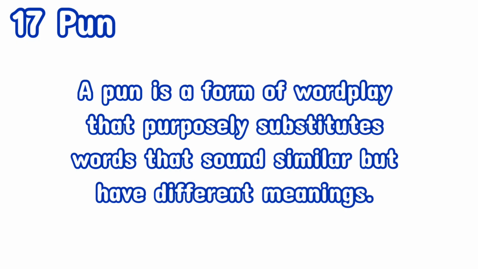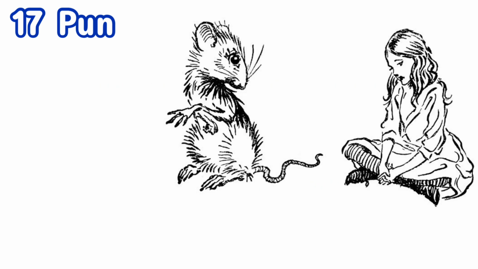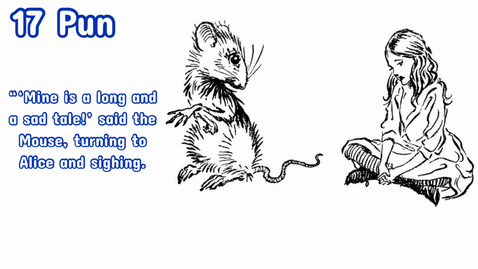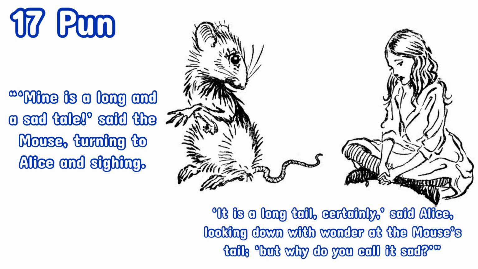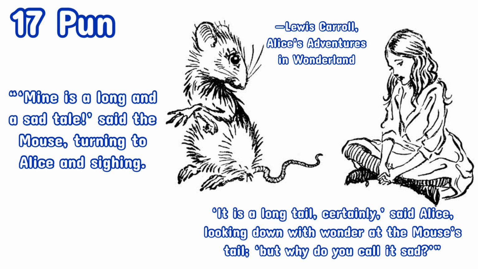Number 17. Pun. A pun is a form of wordplay that purposely substitutes words that sound similar, but have different meanings. Example. Mine is a long and a sad tale, said the mouse, turning to Alice and sighing. It is a long tale certainly, said Alice, looking down with wonder at the mouse's tail. But why do you call it sad? Lewis Carroll, Alice's Adventures in Wonderland.